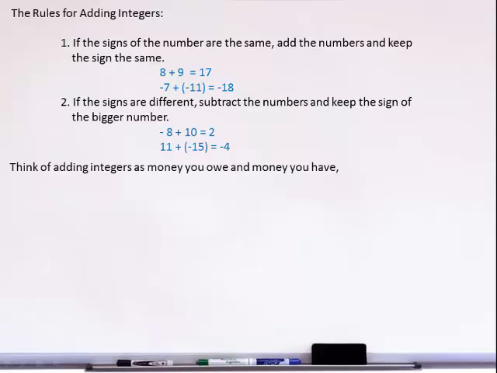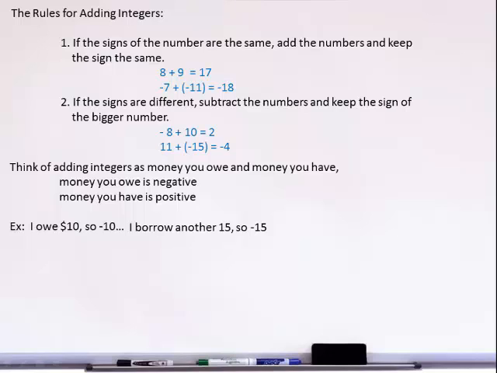If we think of adding integers as money we owe versus money we have, the money we owe is negative and the money we have is positive. So if I owe $10, that would be a -10. If I borrow another $15, that's -15. I now owe $25, which gives me a total of -25.